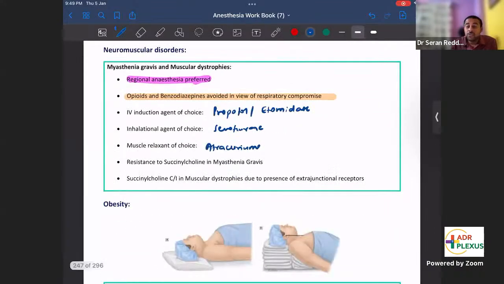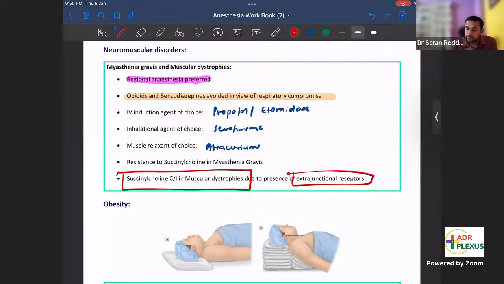And there will be resistance to succinylcholine in myasthenia gravis. So succinylcholine is very important. It is contraindicated in muscular dystrophies due to the presence of extrajunctional receptors. Because of the presence of extrajunctional receptors, what happens? It causes exaggerated hyperkalemia.